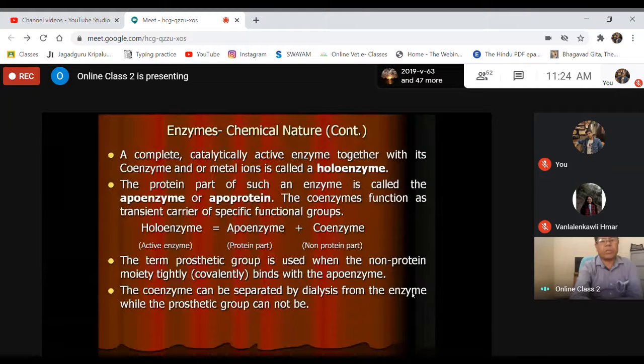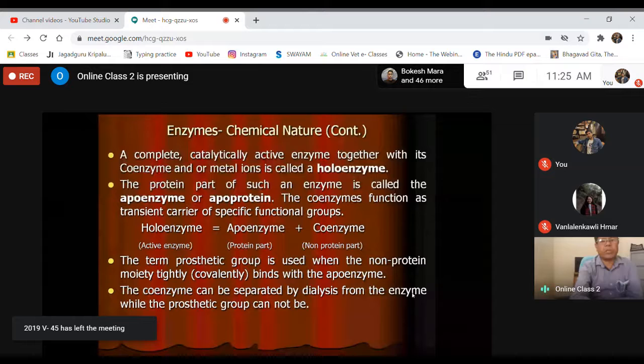Okay, now this complete catalytically active enzyme. That means it is the protein component as well as the non-protein component, or the cofactor. So this is called the holoenzyme. A complete catalytically active enzyme together with the coenzyme and all the metal ions is called a holoenzyme. So holoenzyme means it includes the protein part, that is the enzyme.